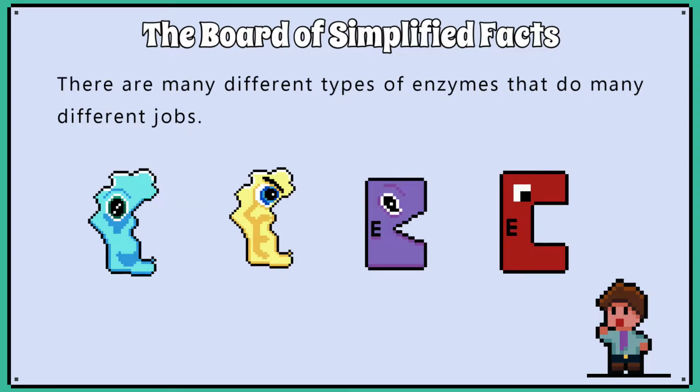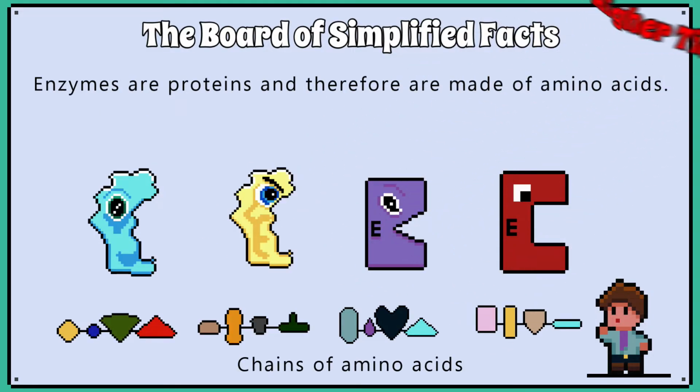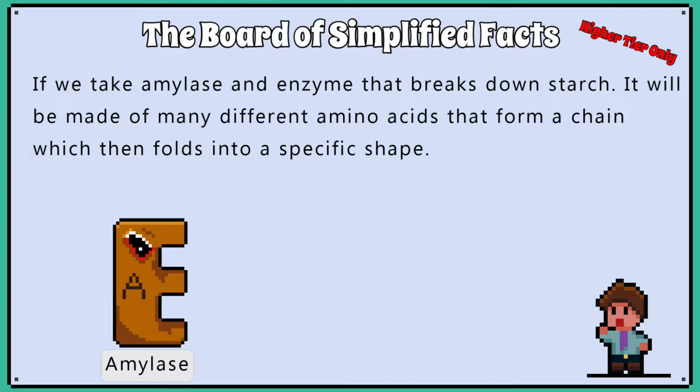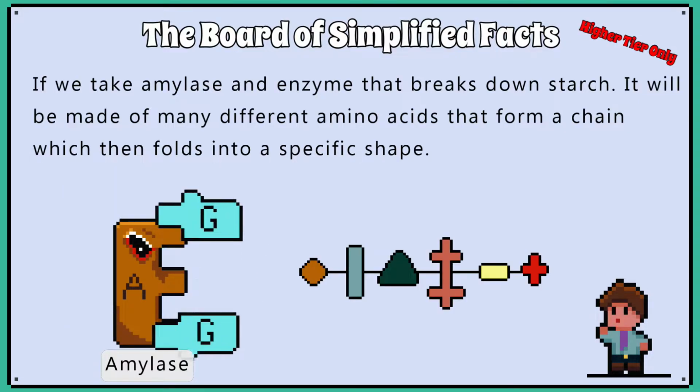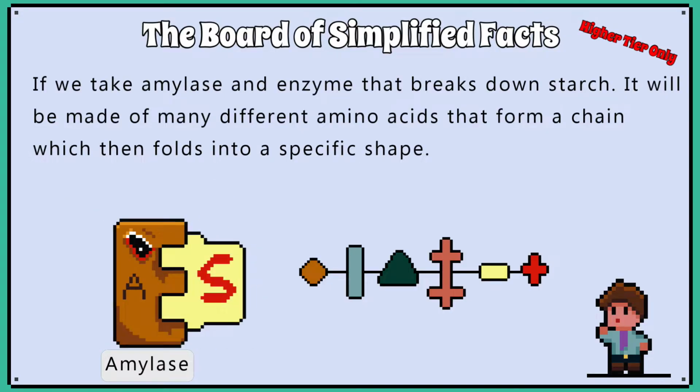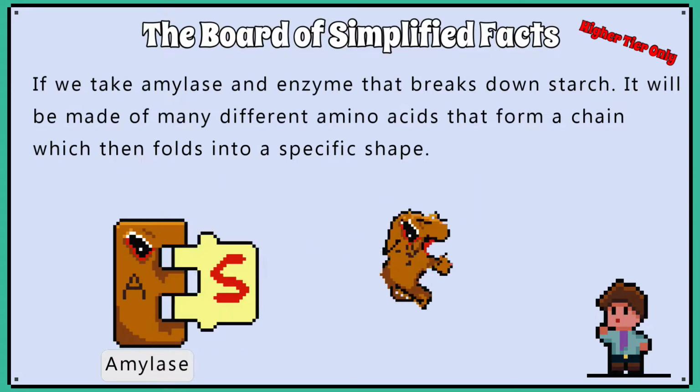There are many different types of enzymes that do many different jobs. Enzymes are proteins and are therefore made of amino acids. If we take amylase, which is an enzyme that breaks down starch, it will be made of many different amino acids that form a chain which then folds into a specific shape.